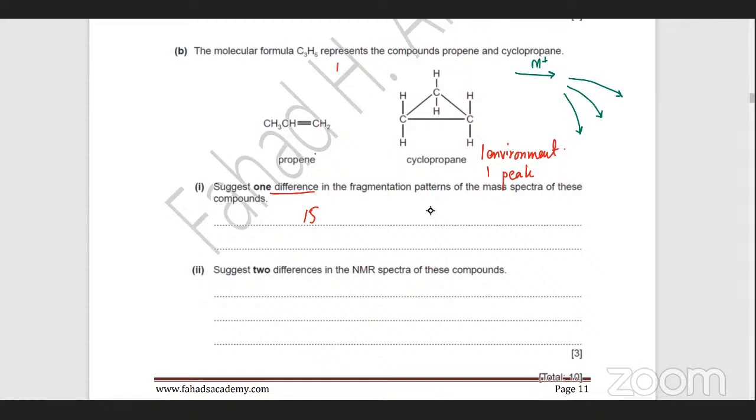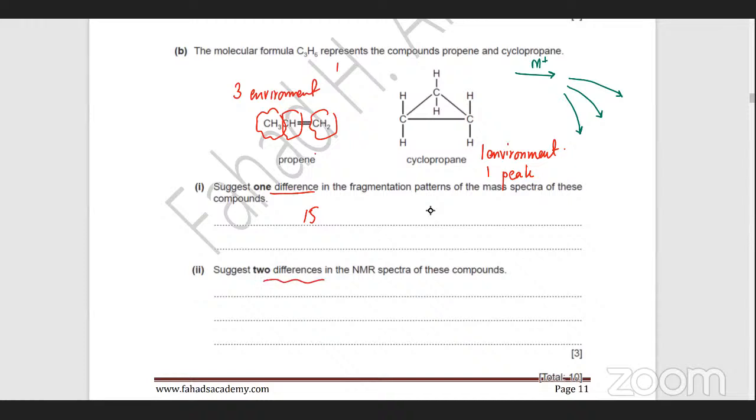Meanwhile, in this other molecule, these three hydrogens have a different environment. This CH2 has a different environment. This CH has a different environment. So there are three different chemical environments, which would indicate that there would be three different peaks. And he's asking for two differences.